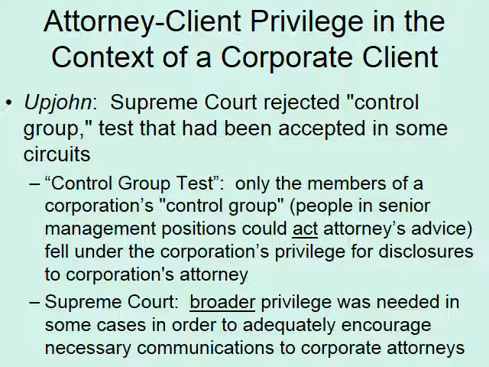The company, of course, claimed the attorney-client privilege here, and the Court of Appeals actually ruled in favor of the IRS. They used that control group test that had been followed in several circuits prior to this case getting to the Supreme Court. There had been a circuit split. The control group test idea was basically that only the members of a corporation's control group, right, i.e. those in senior management positions who could actually act on the advice of an attorney, that only the control group fell under the corporation's privilege for their disclosures to the corporation's attorney.